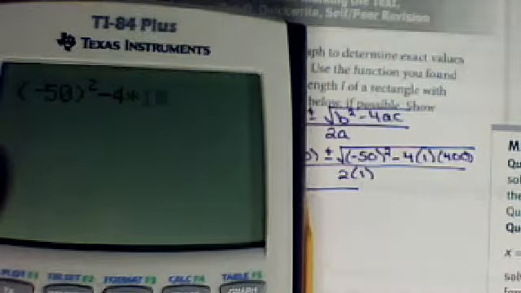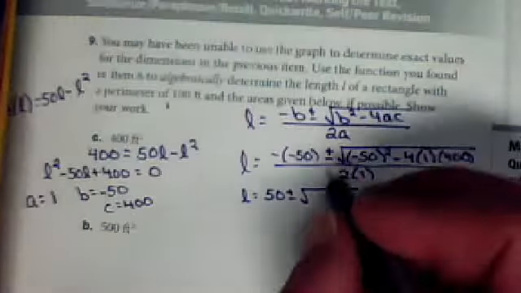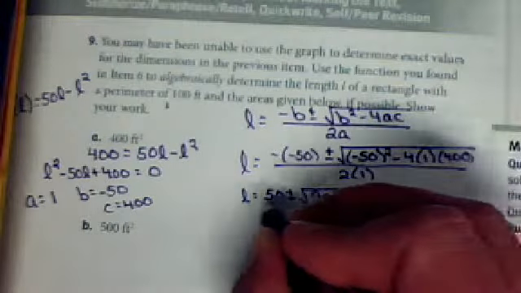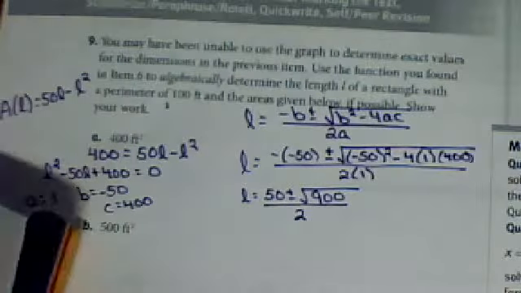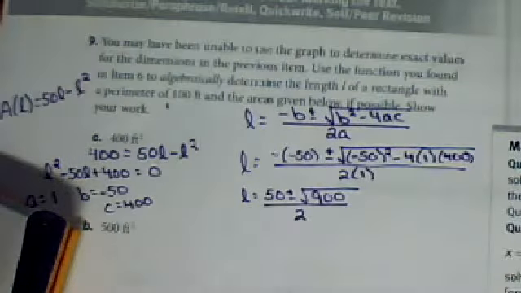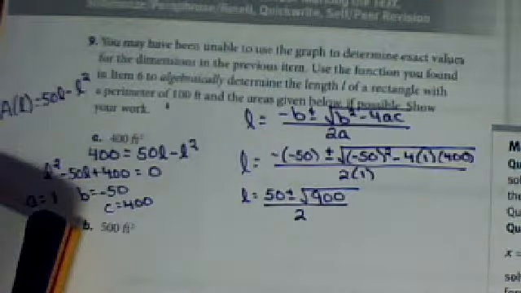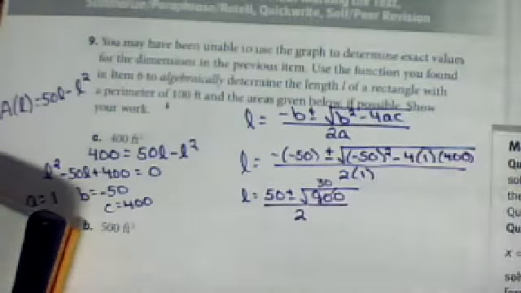Minus 4 times 1 times 400 gives me a 900. Underneath, I have 2 times 1, which is 2. Now, the plus or minus means I'm going to go through one time and add the square root of 900, which I wonder if we can actually find. Square root of 900 is 30. Okay, good. So this is really 30.